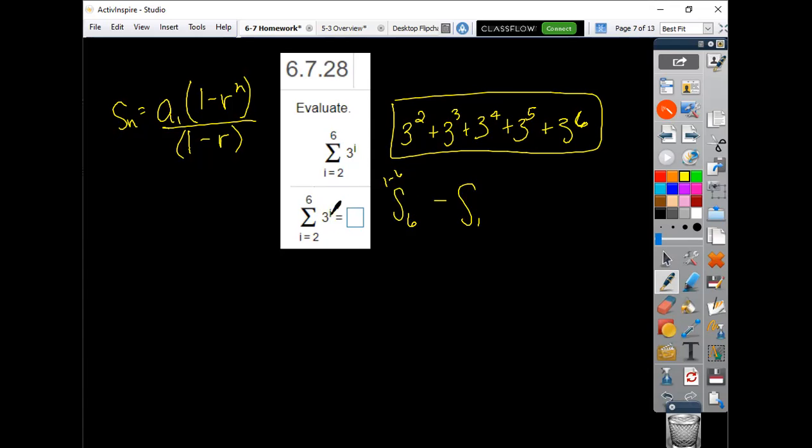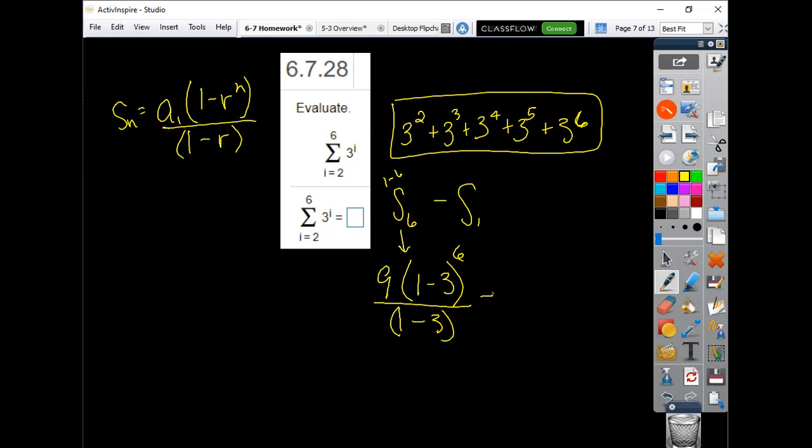So if we're doing this formula with the 6, so A1 means when you put in the 1, what do you get? 3 squared, so that'd be a 9. And then it's 1 minus my rate. My rate's what I'm multiplying by every time, so that's that 3. And then to the power of n, how many am I adding up? The 6. And all over the 1 minus my rate again, 3. So that would be for this S sub 6.